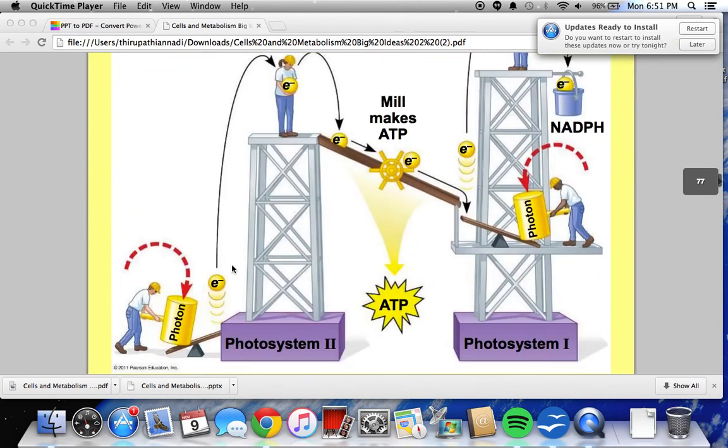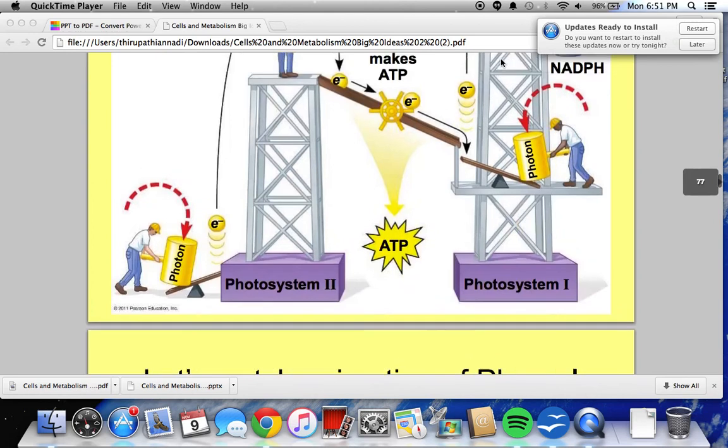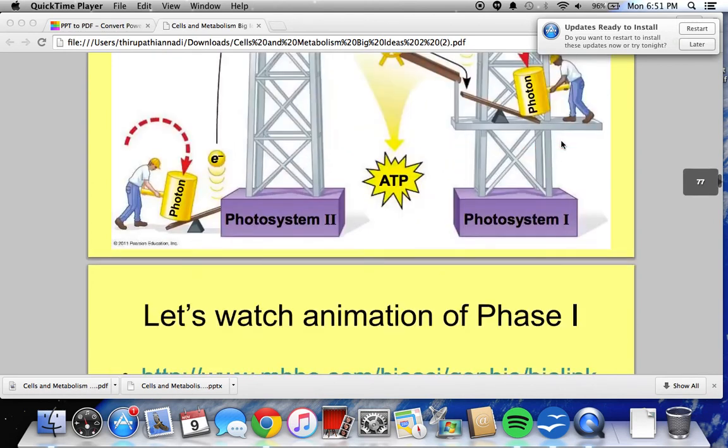Here's a good picture. It just shows that you put in energy, the electron goes downhill, which makes some ATP, and you have to push it back up, and then it gets stored in NADPH.